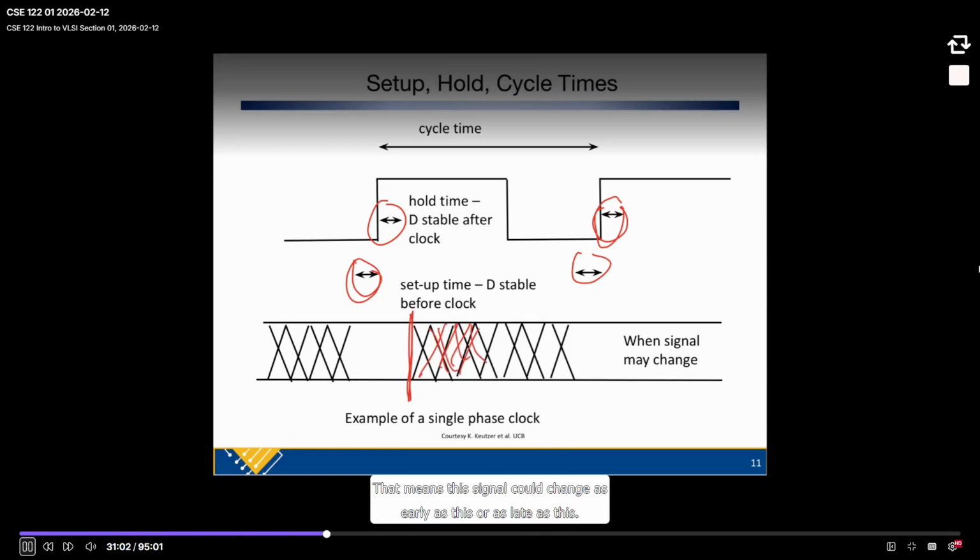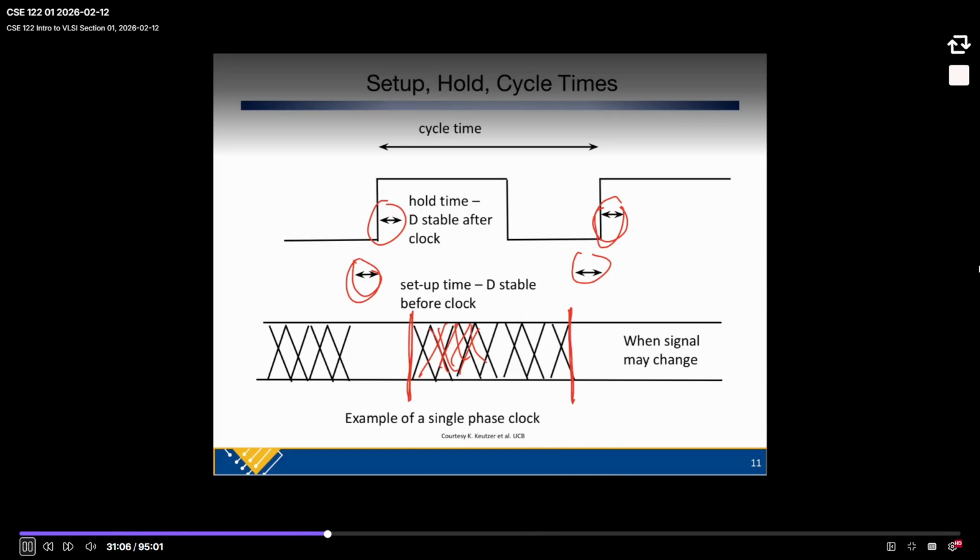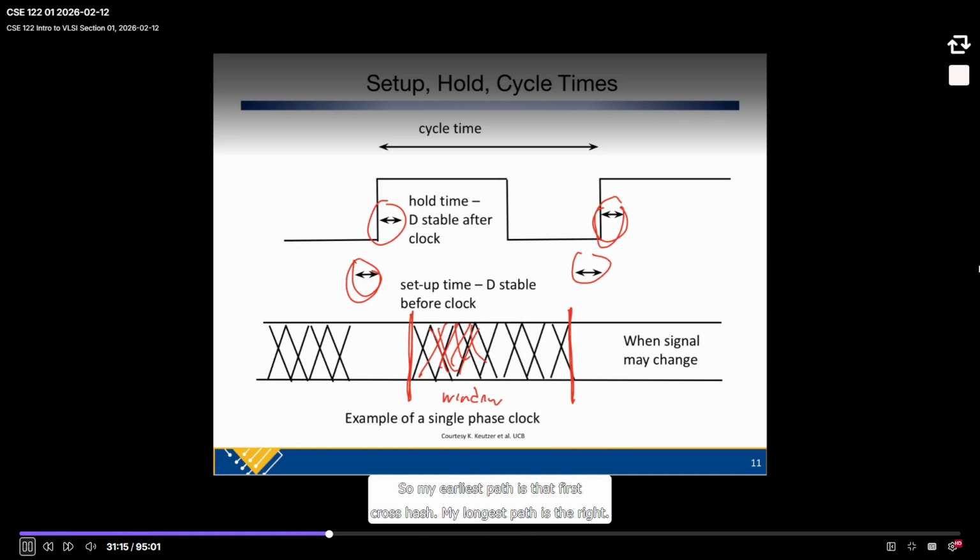Now, what does it mean when I draw these things with a hash like this? That means this signal could change as early as this or as late as this. That's a way that they demonstrate the window of logic changing. So my earliest path is that first cross hash, my longest path is the right. So that's the range of min to max delays through that.